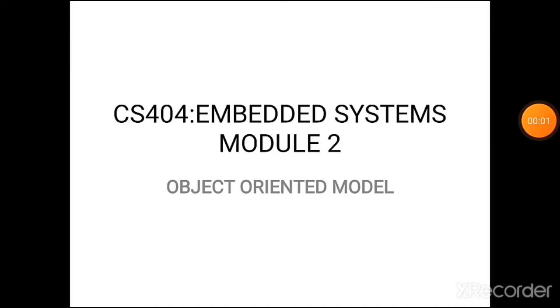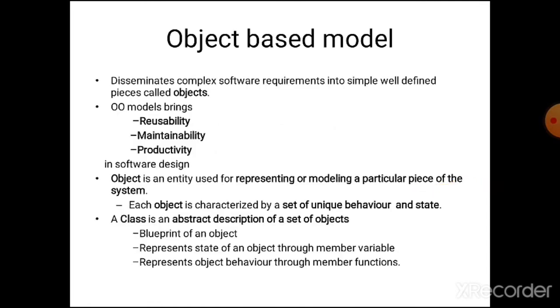Today we are going to discuss object-oriented modeling. An object-oriented model is an object-based model for modeling system requirements. It disseminates complex software requirements into simple, well-defined pieces called objects. Object-oriented modeling brings reusability, maintainability, and productivity in system design.